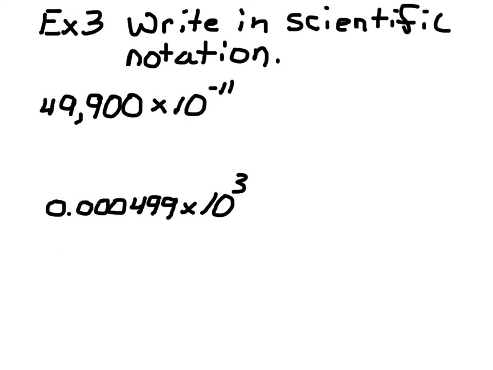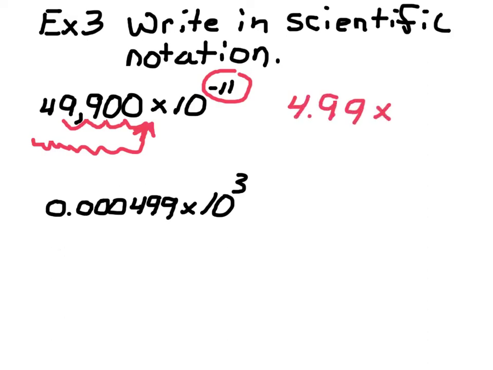Now, look at the first one, negative exponent. Where did the decimal point come from? Now, first of all, where is the decimal point? It's right there. Now, since I have a negative 11, the decimal point was moved 11 places to get to right there. So I need to move it back 1, 2, 3, 4 to get a 4.99.